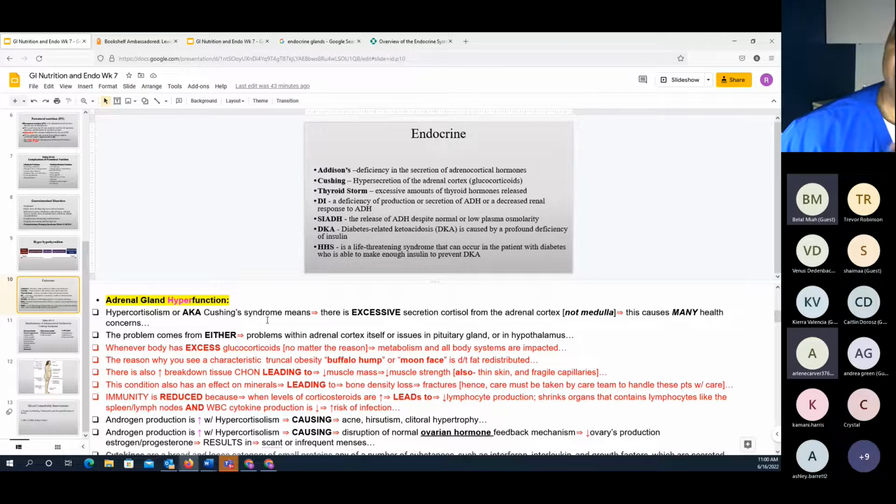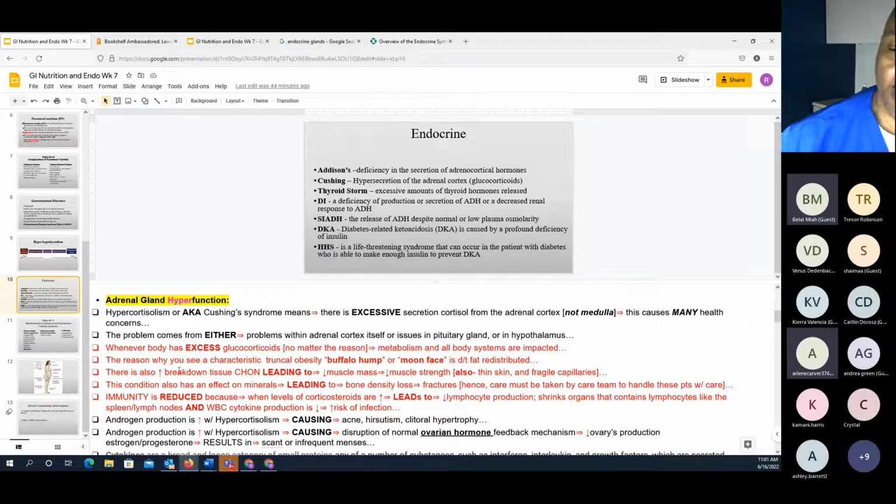So anyway, we talk about this hypercorticolism. So we're just creating a lot. We're secreting a lot of the ACTH hormone. All right. And so whenever the body has this excessive amount of glucocorticoids, and it doesn't really matter what the reason is, the metabolism and our body systems are going to be impacted. And based on that picture I just showed you, you can see why. I mean, our whole body systems are just impacted by that.